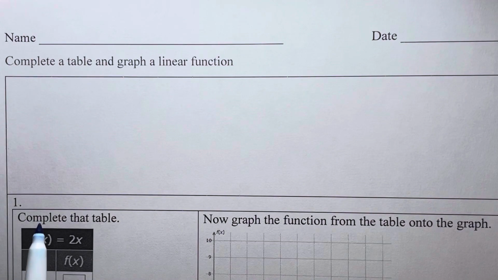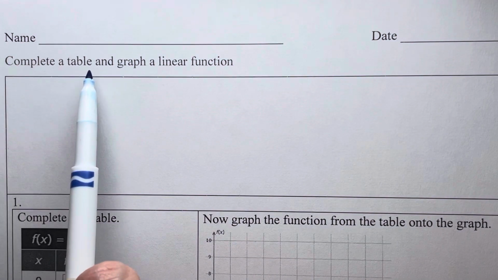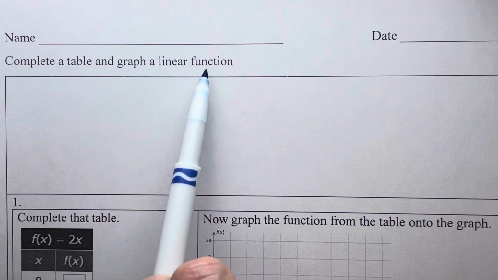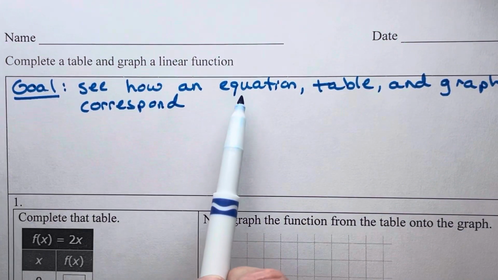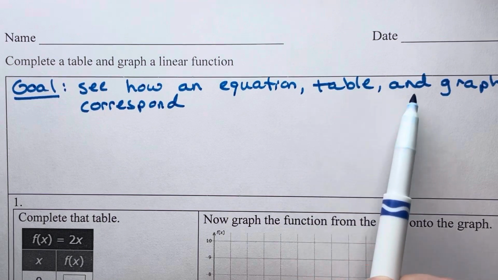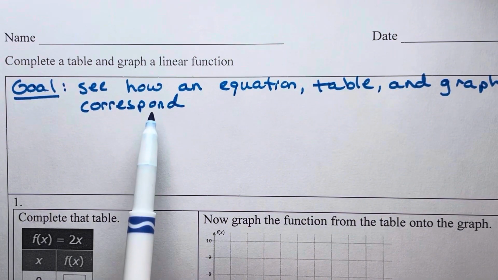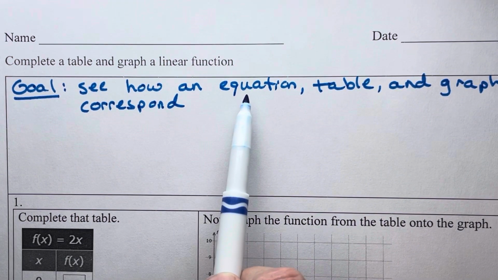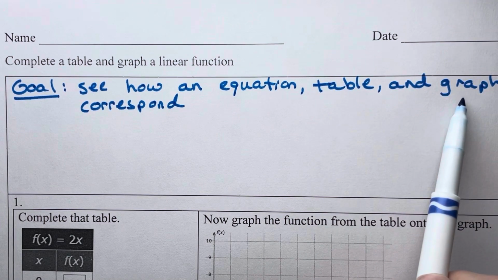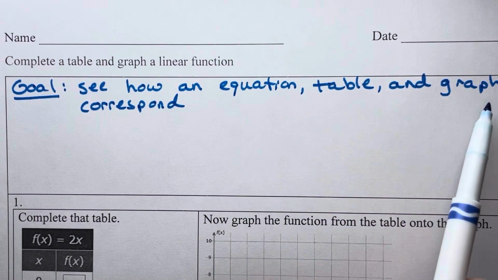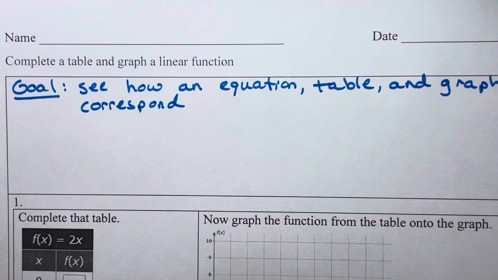In today's math lesson, we're going to complete a table and graph a linear function. The goal for this lesson is to see how an equation, table, and graph correspond. Once you have an equation, you can use it to find the missing values of a table and then plot those points from the table onto a graph and see how the original equation looks in pictorial form.